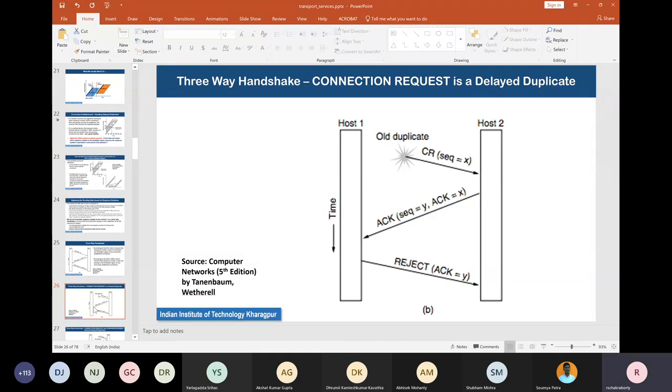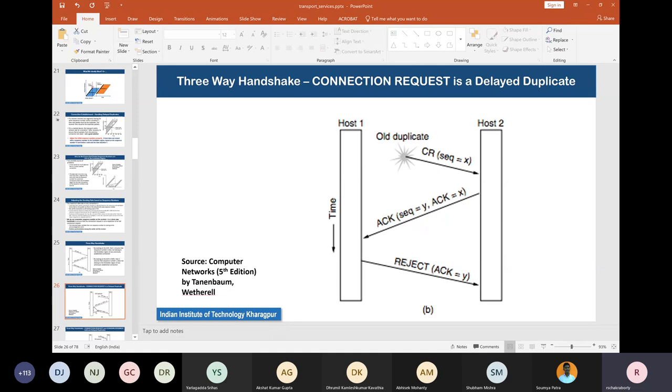In that case, host 1 sends a special reject message back to host 2, saying, I had received a request from you where you had proposed that your starting sequence number is y, but I am rejecting this connection. I will not start this connection.